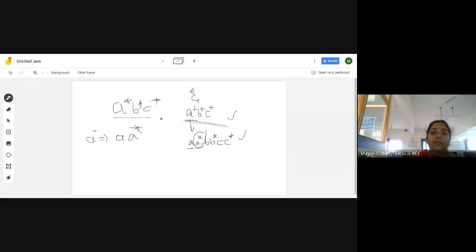Like that. B plus is equivalent to B star. C plus is equivalent to C star. Fine. Then how do you represent an even number of A's followed by an even number of B's?